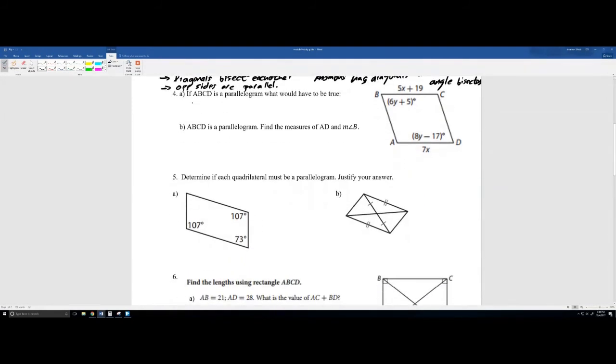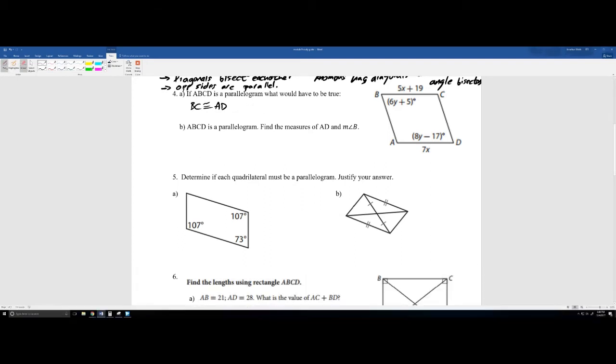All right, part A, number 4: if ABCD is a parallelogram, what would have to be true? That's a really good question. Well, BC, his opposite side, has to be congruent to him, which is AD. Now, if we were to set that up to find the length of a segment, particularly BC, the setup would be what? You got 7x. Let me do this in order. I apologize.